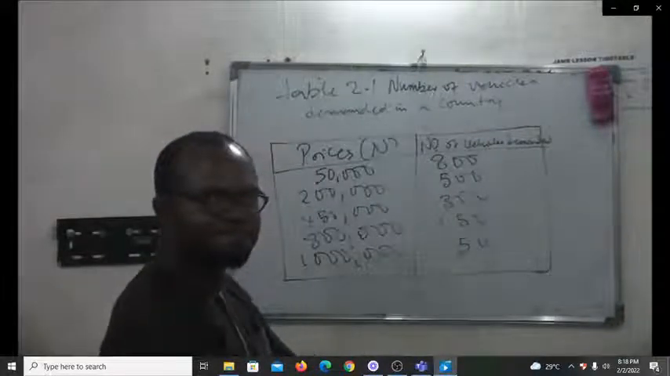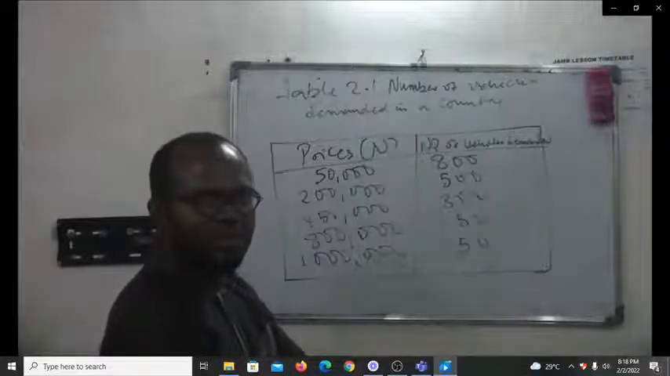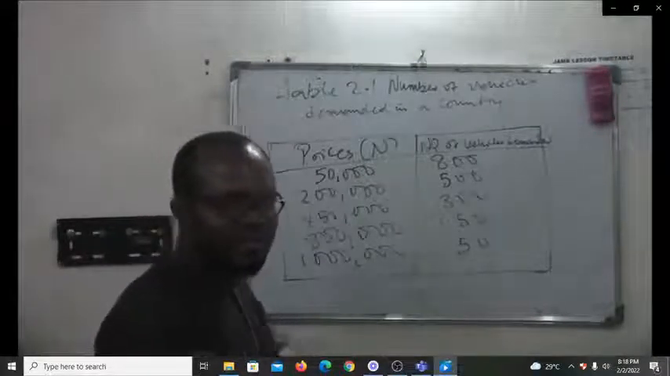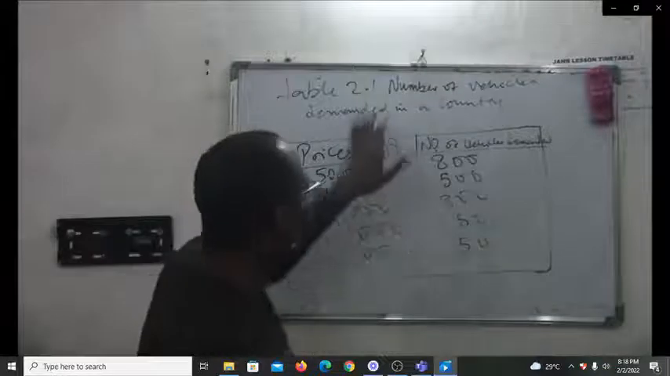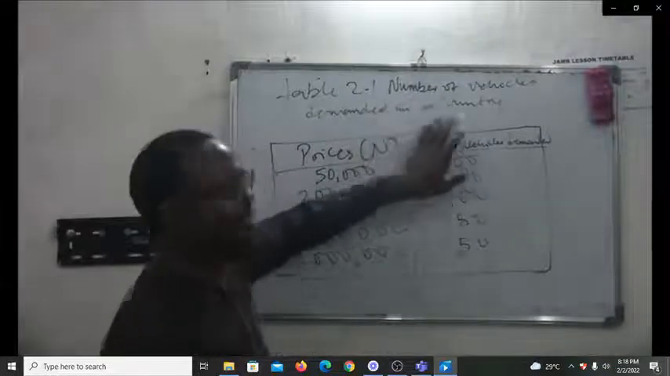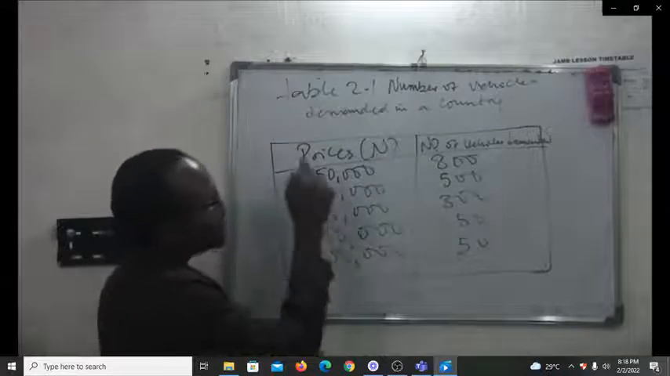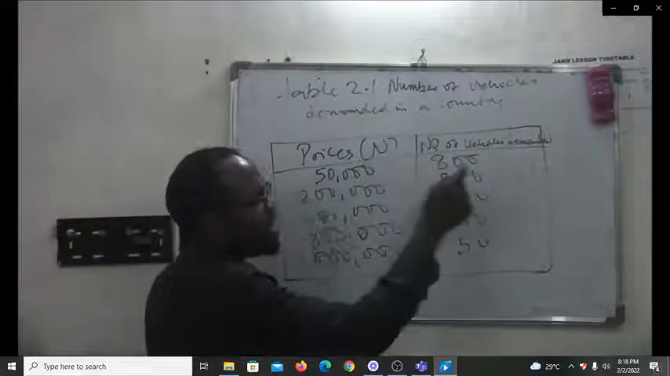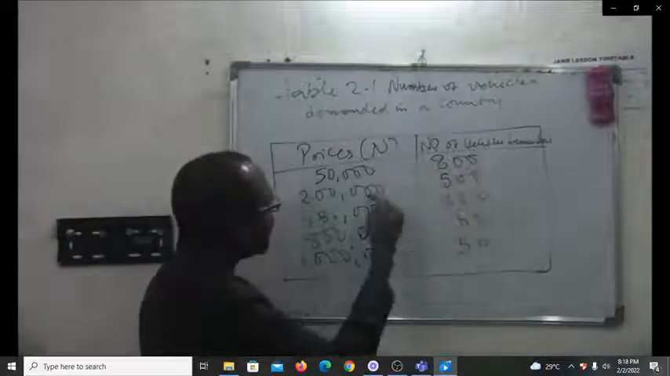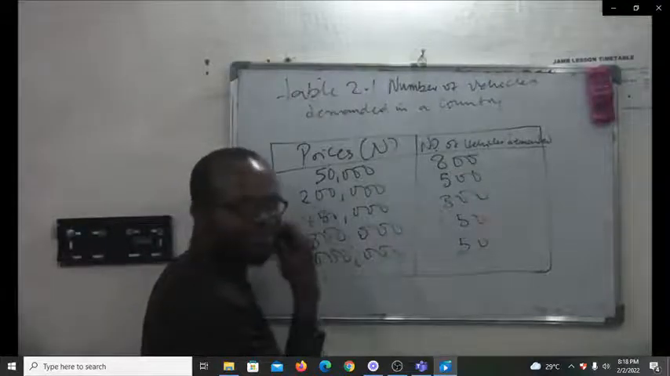Number one, this table is telling us the number of vehicles that is demanded in a country. When you look at it, for the price of 50,000, 800 was demanded. As the price is increasing, what is happening?